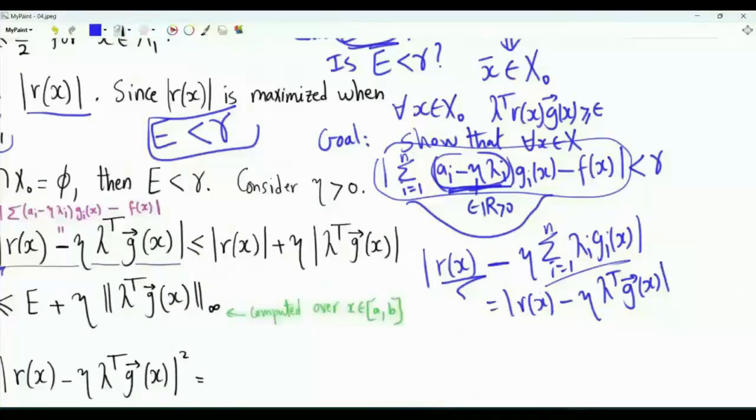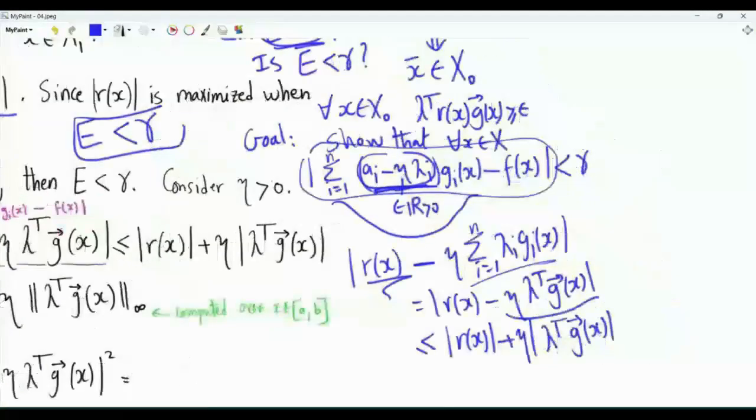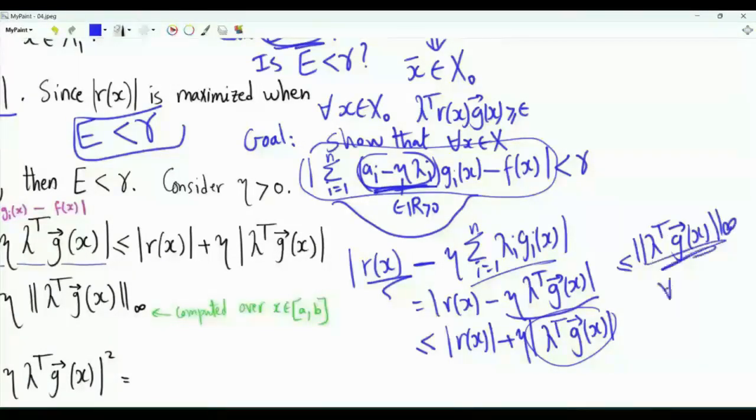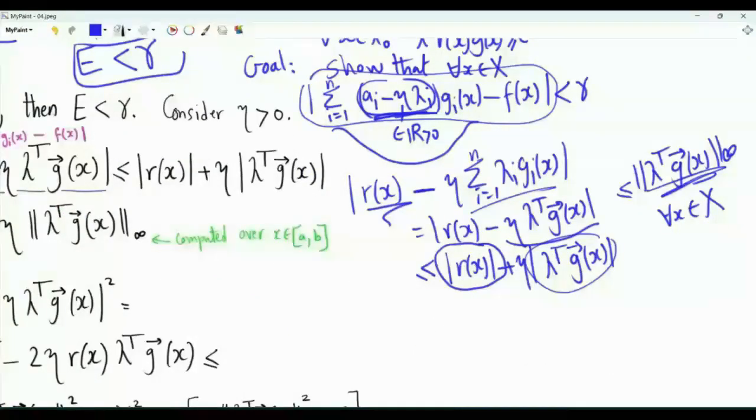Let's apply the triangle inequality. This magnitude is less than or equal to the magnitude of r of x plus the magnitude of this term here. Eta is strictly positive, so we put it here, and then we have the magnitude of lambda transpose g arrow of x. This magnitude is computed for small x in X1. We can upper bound this by the L infinity norm of lambda transpose g arrow of x computed for every x in big X. Because we are using small x values in the set X1, those magnitudes are upper bounded by epsilon, which we have shown to be strictly less than gamma.